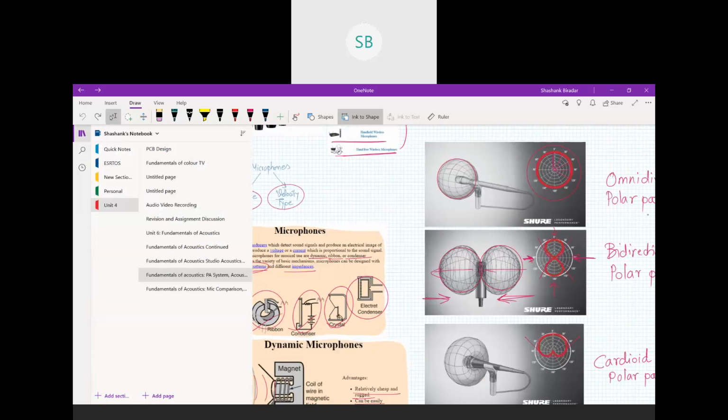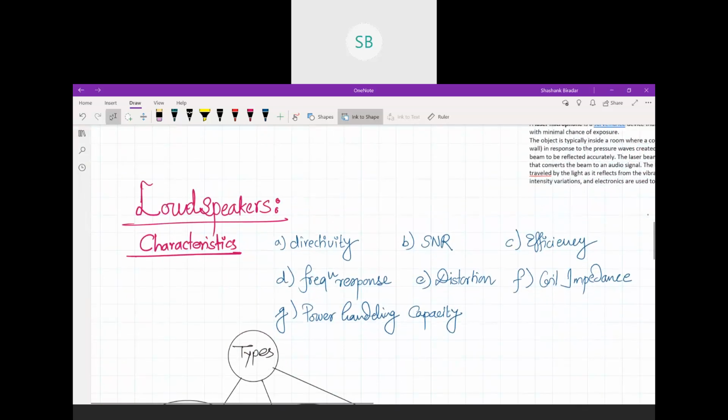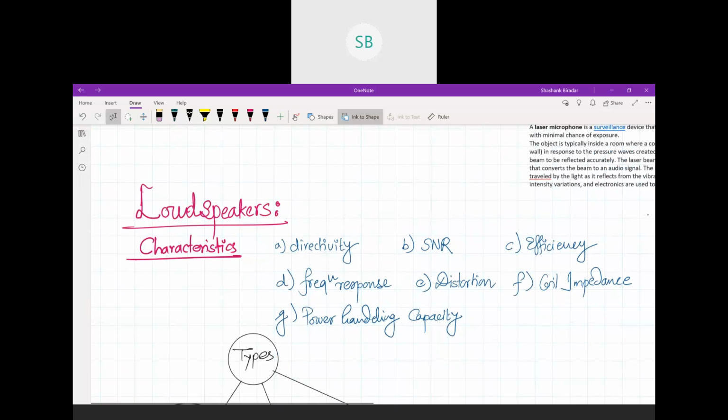Okay, then coming to the loudspeakers. Again, loudspeakers have characteristics similar to those of microphones. Here we need to consider these characteristics. The first one is directivity. The microphone has a directivity pattern, and in a similar manner the loudspeaker also has a directivity pattern. In our practicals there is one experiment in which we are supposed to calculate the directivity pattern of the microphone as well as the speaker.